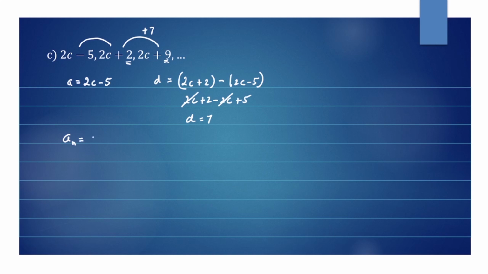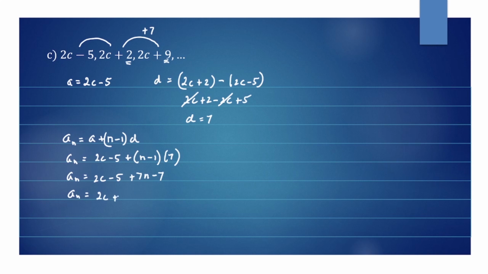So an is a plus n minus 1 times d. So an is a, which is 2c minus 5, plus n minus 1 times common difference, which is 7. And we'll simplify that. An is 2c minus 5 plus 7n minus 7. So the nth term is an equals 2c plus 7n minus 12.